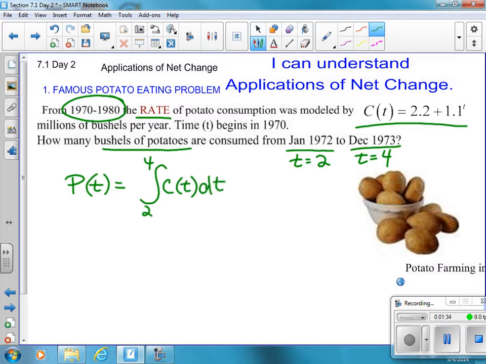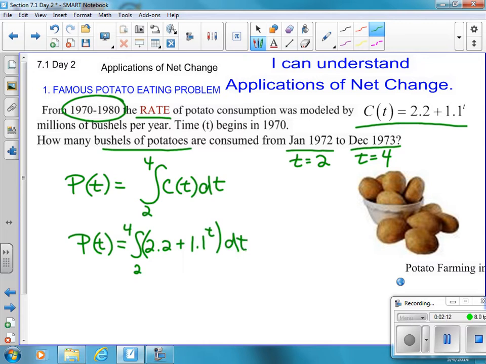This is a good way to write this when you're doing an AP test too. You don't have to copy the entire function. Just write whatever name they've given the function, in this case, consumption. We're just going to put this in our calculator, and that's fair to do if you're on a calculator part of the AP test.